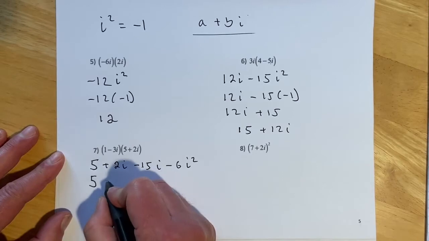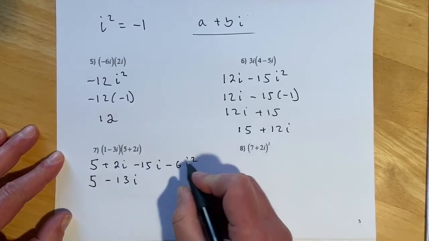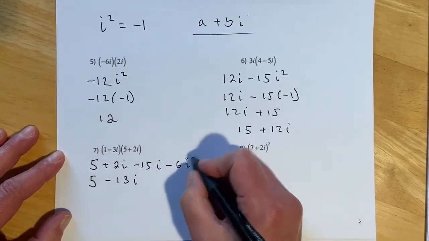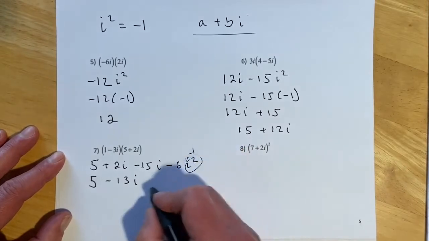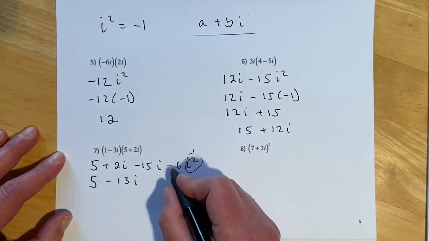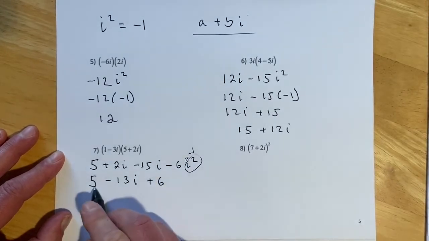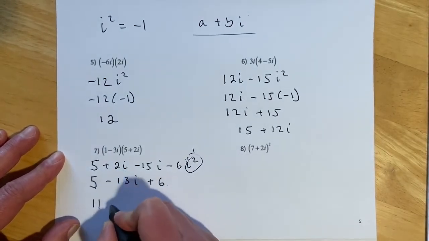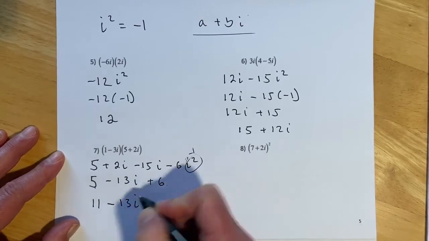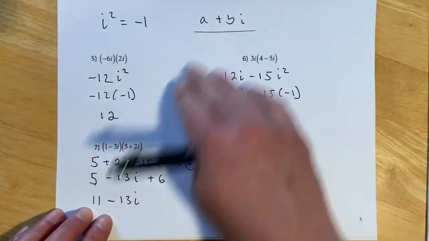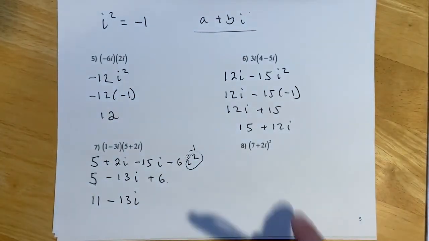2i minus 15i is minus 13i, and then i squared there, so remember this is our -1, so it's going to flip that sign, which is what the i squared always does, it reverses the sign. So we'll make that a plus, and then 5 and 6 for 11, minus 13i. And now I'm in standard form, so that means I'm done.